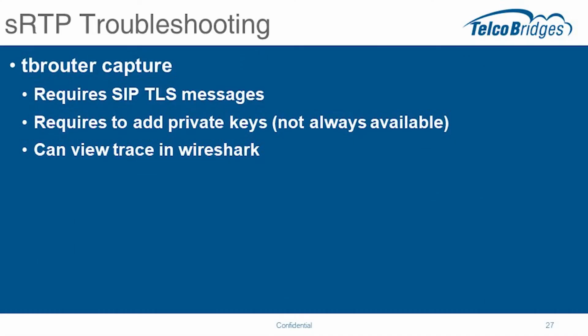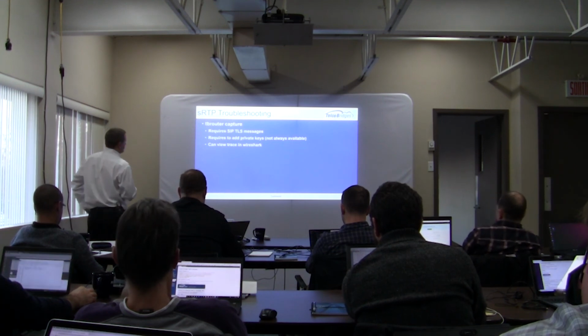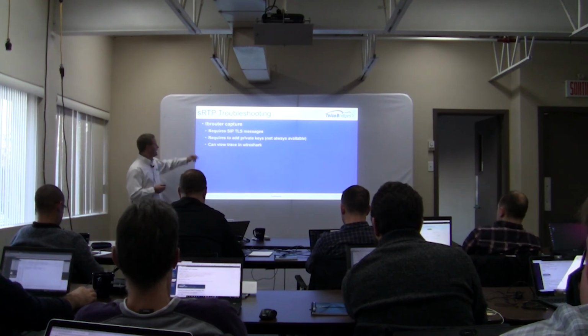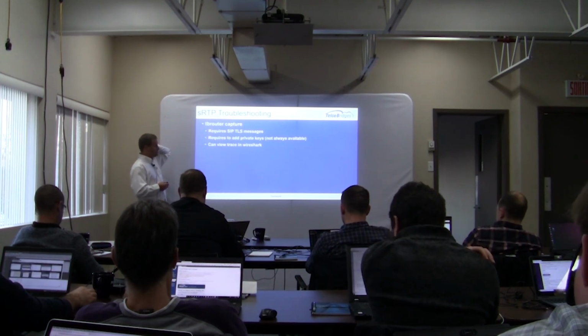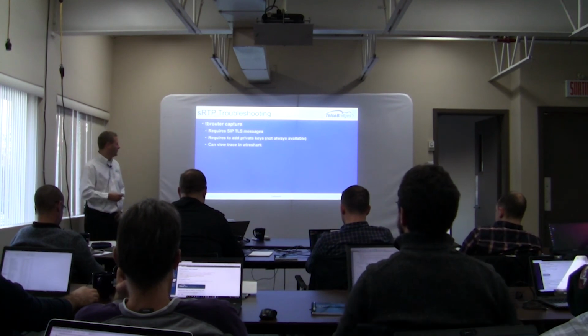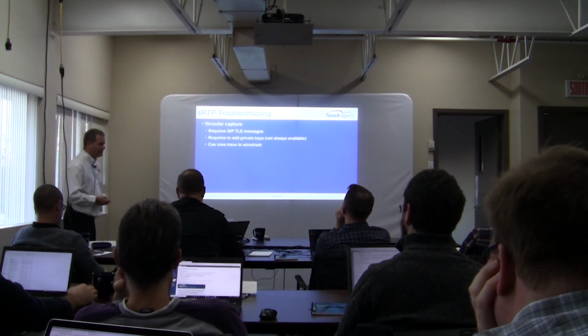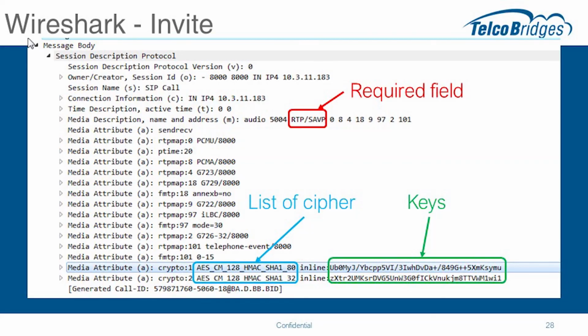What else on SRTP? Yeah, so SRTP, or even RTP, the only way to get it is with a TB router capture. So when we get TB router capture, then we need to look at the SIP TLS messages and be able to decrypt them. So we still need to have the keys for this. Like we said, it's not always available. But then after that, you can see it in Wireshark if you have access. In Wireshark, you still see the SAVP here to tell you it's a secure conversation.